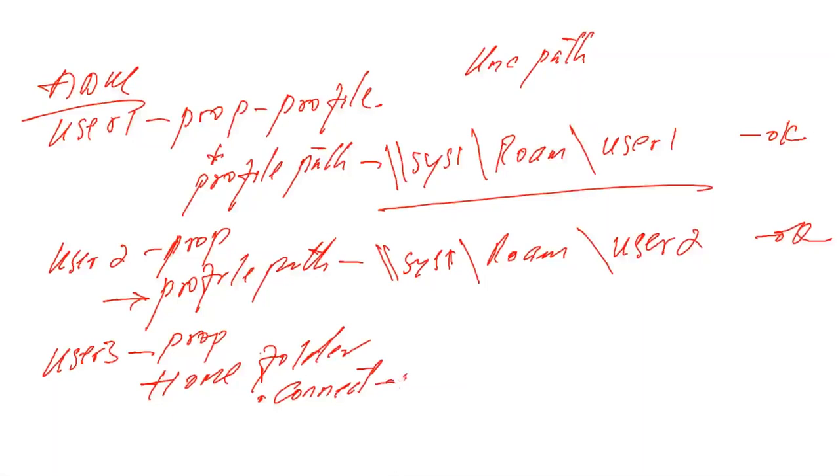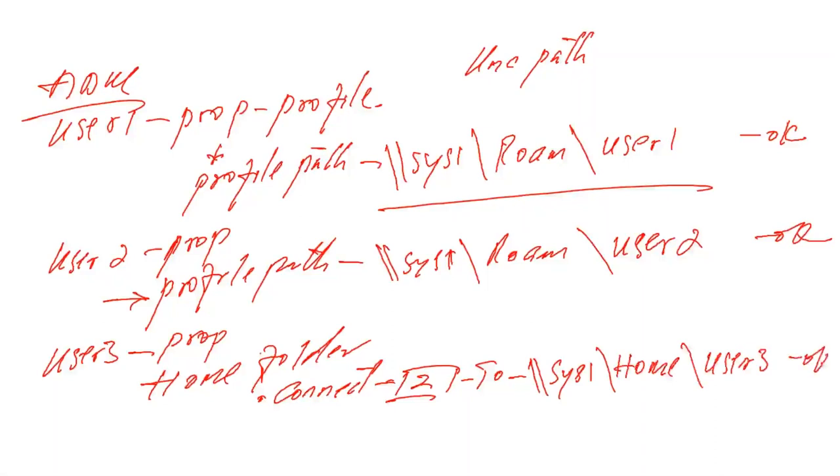And next it is asking for the drive letter here. Give any drive letter. So I'm giving the drive letter Z. Then it is asking for the path. Here we have to give the UNC path: // system1 / share folder name. What is the share folder name? Home. Then single / your user name, that is user 3, and click on OK. So once you click OK, your home folder path is set for user 3 there.